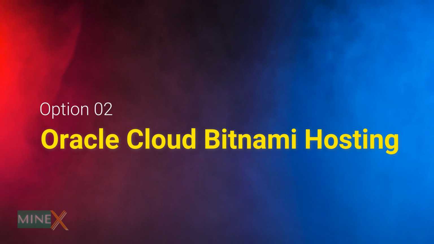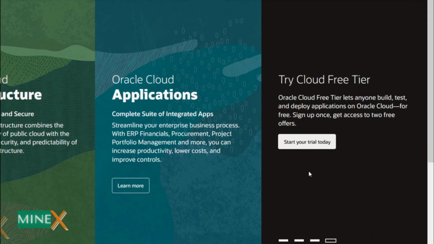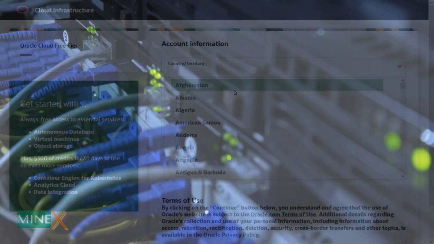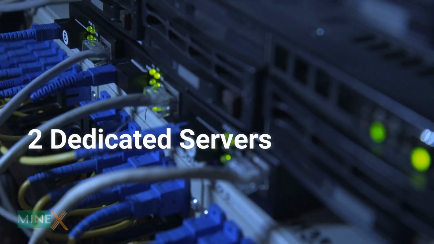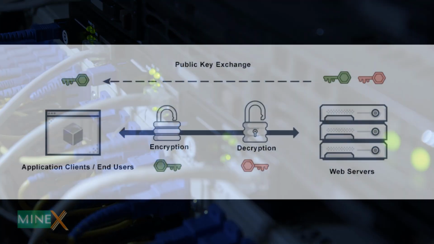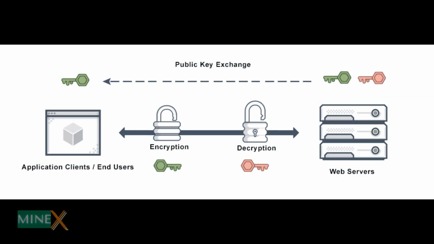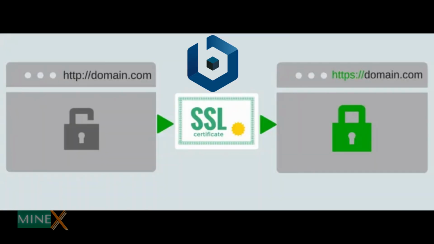Option 2. Oracle Cloud Direct Bitnami WordPress Hosting. Oracle Cloud gives the best lifetime free tier among all other dedicated server providers. It gives two dedicated VPS to host your website or app on it. This is a direct installation of the Bitnami WordPress stack, which is an all-in-one setup. Bitnami includes a tool to generate free automatic SSL certificates.